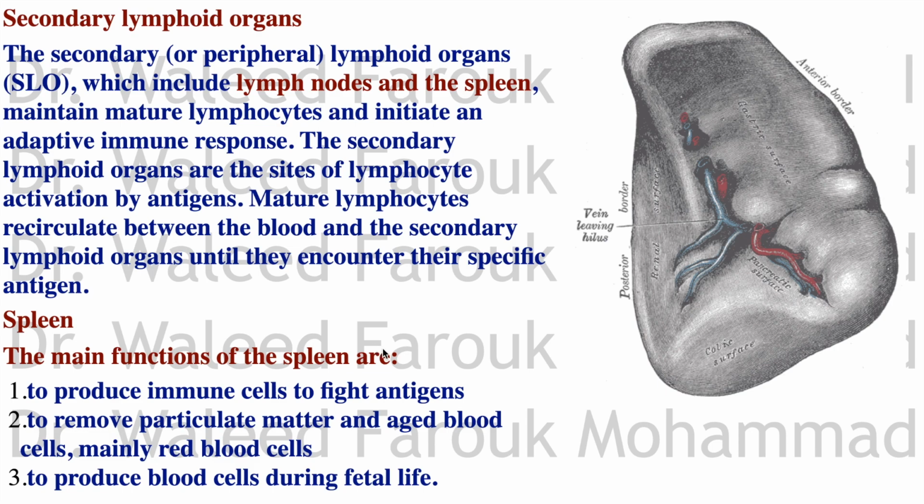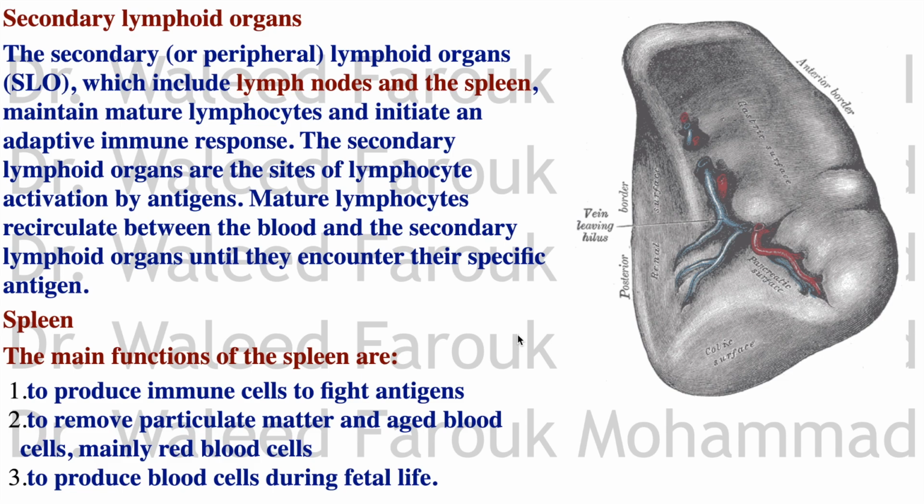Secondary lymphoid organs: lymph nodes and spleen are considered secondary lymphoid organs. This is a picture of the spleen. It lies in the left hypochondrium of the body. They are responsible for maintenance and maturation of lymphocytes and initiation of immune response.